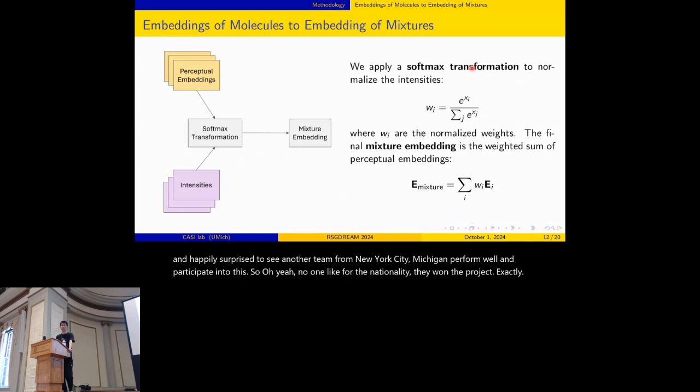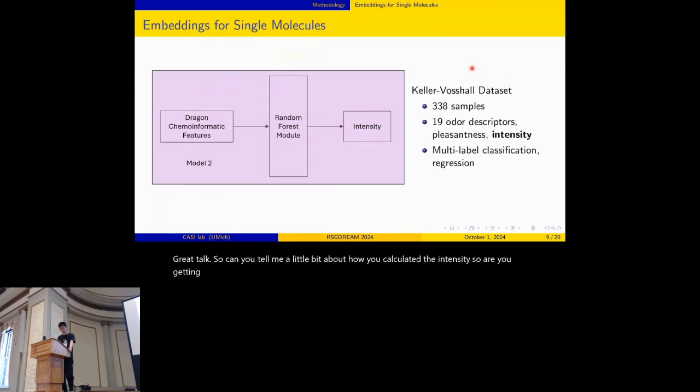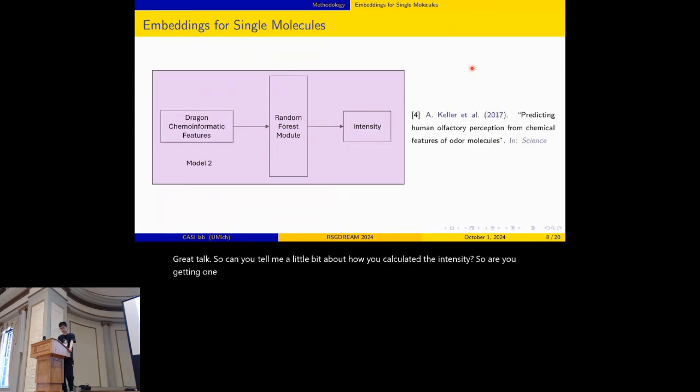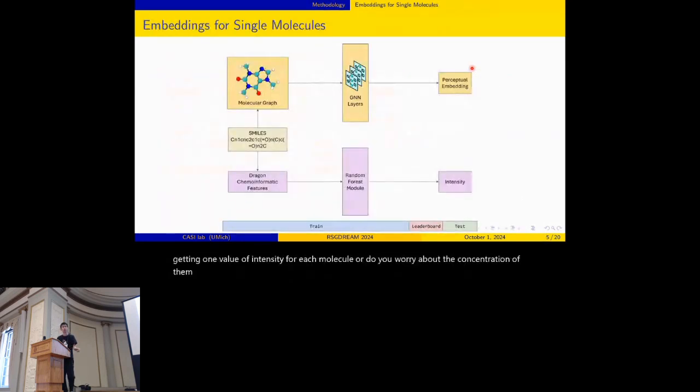Great talk. Can you tell me a little bit about how you calculated the intensity? Are you getting one value of intensity for each molecule, or do you worry about the concentration of them in the particular mixtures at all? Actually, since the dataset doesn't provide the concentration value, we just used the random forest trained on the last GMO factory training set, and we assigned the concentration of all molecules in a single mixture to be the same, since there is no information here. Got it. And if you remove that, did you check and make sure that actually improves the prediction? Yeah, to include it? It does. Awesome. Thanks.